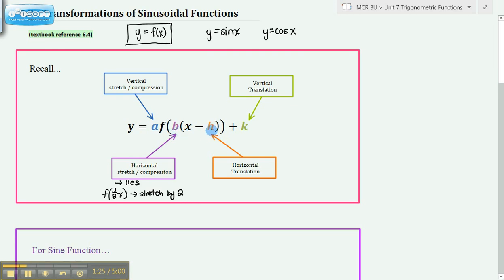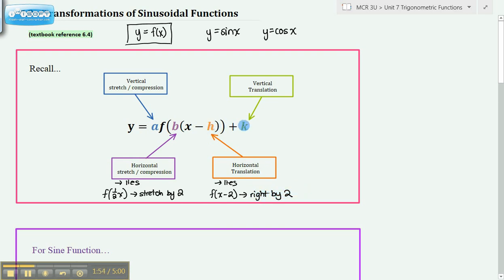The next transformation is this h. The h is still inside of the function f of x. It's next to the x, but the b factor is still factored outside of the h. And this h tells you whether or not there's a horizontal translation. And remember, this one also lies to you. So if you see the function x minus 2, instead of a left by 2, it's really a translation right by 2 units.